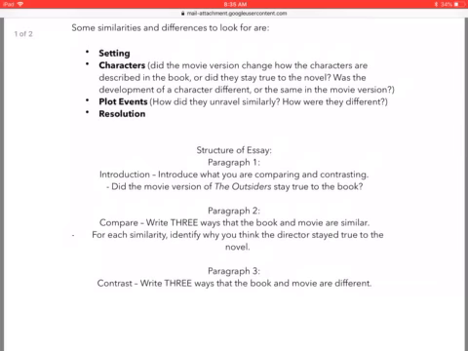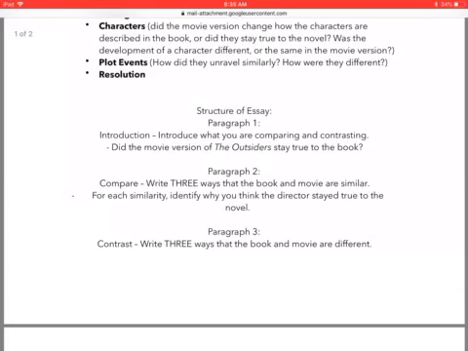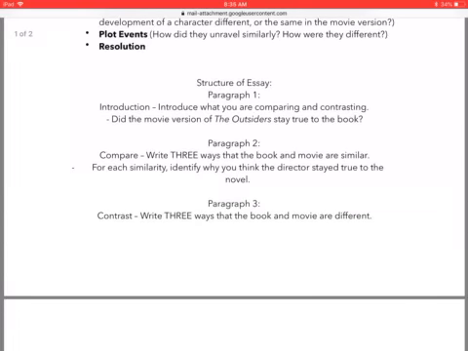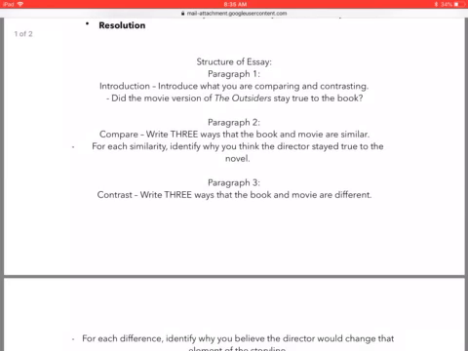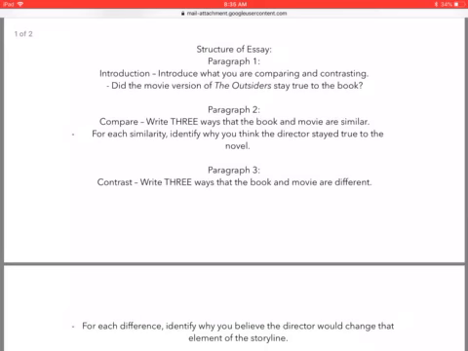Some similarities and differences to look for are the setting. Was the setting the same? Was it different? Characters. Did the movie change how the characters are described in the book, or did they stay true to the novel? Was the development of a character different or the same in the movie version? So the development of the character from beginning, middle to end. Plot events: how did they unravel similarly? How were they different? And the resolution: was the ending of the movie different from the ending of the book, or was it the same, and why?